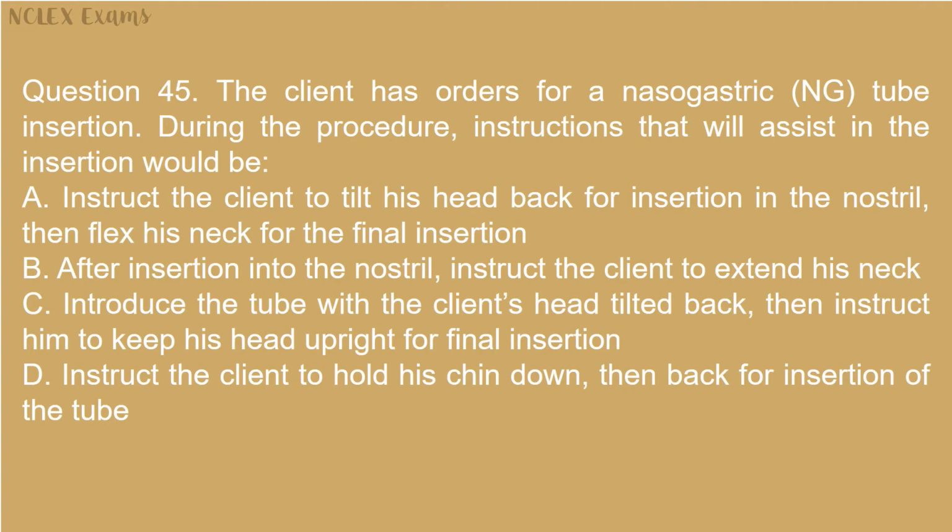Question 45. The client has orders for a nasogastric (NG) tube insertion. During the procedure, instructions that will assist in the insertion would be: A. Instruct the client to tilt his head back for insertion in the nostril, then flex his neck for the final insertion. B. After insertion into the nostril, instruct the client to extend his neck. C. Introduce the tube with the client's head tilted back, then instruct him to keep his head upright for final insertion. D. Instruct the client to hold his chin down, then back for insertion of the tube.